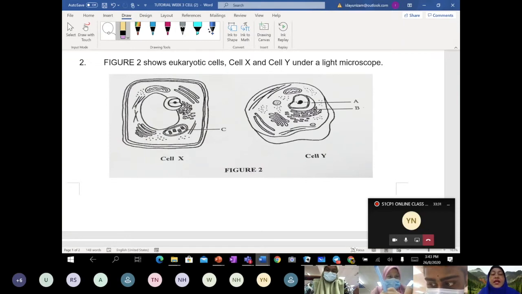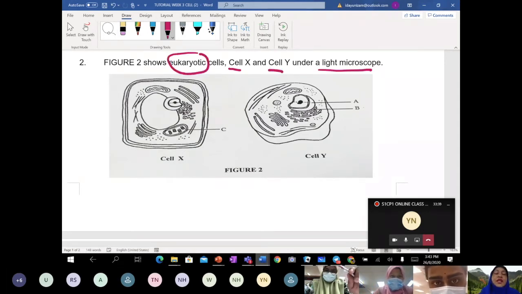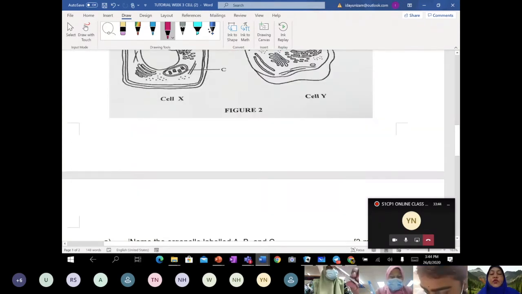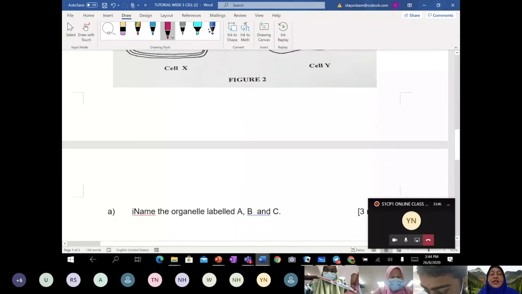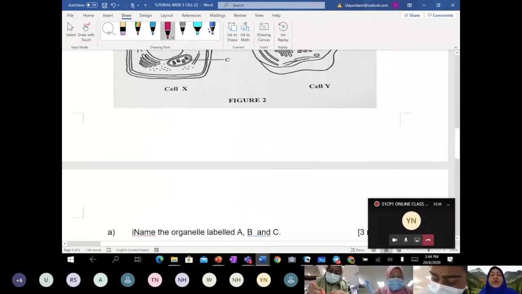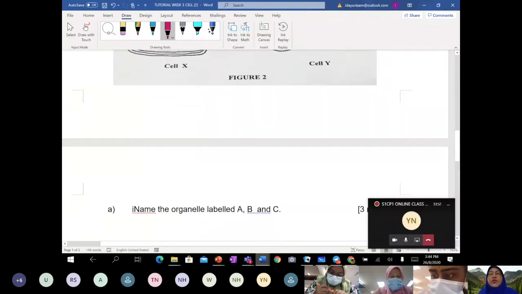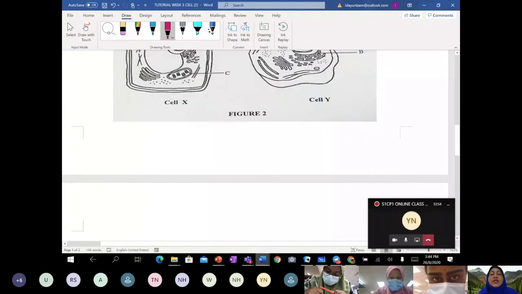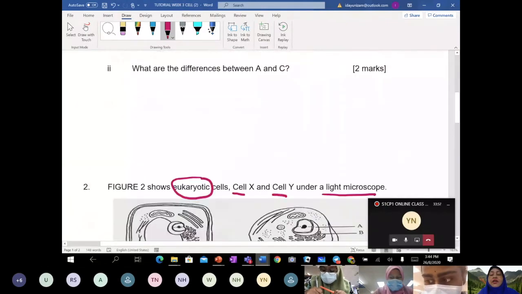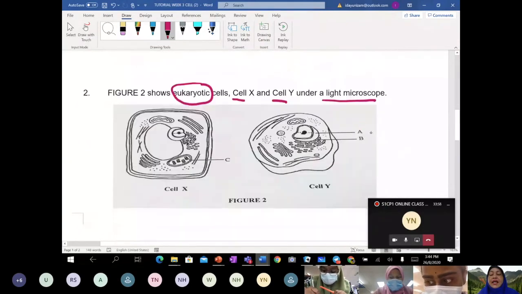The question asks you about cell X and cell Y under light microscope. So this is a eukaryotic cell. When teacher mentions eukaryotic cell, automatically this refers to plant and animal cell. Am I right? Okay, so again, when talking about cell, you must be able to know the organelles. So the question asks you to identify organelle A, B and C.